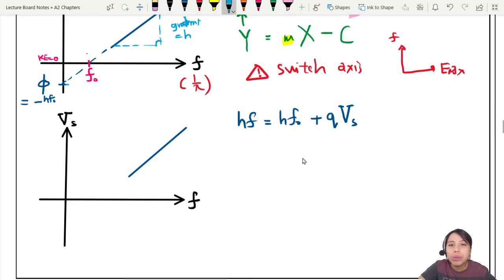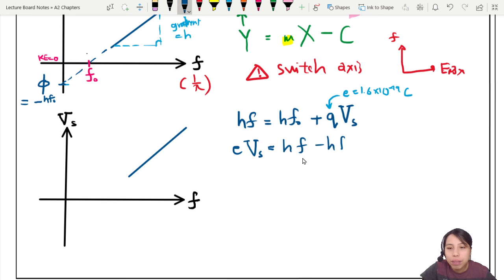By the way, quick note. The Q here is going to be e, which is the charge of an electron, 1.6 times 10 to the negative 19 coulomb. Constant. Okay, let's rearrange. So I'm going to put eVs equals hf minus hf naught. One more step. I only want Vs there. I want a straight line equation.